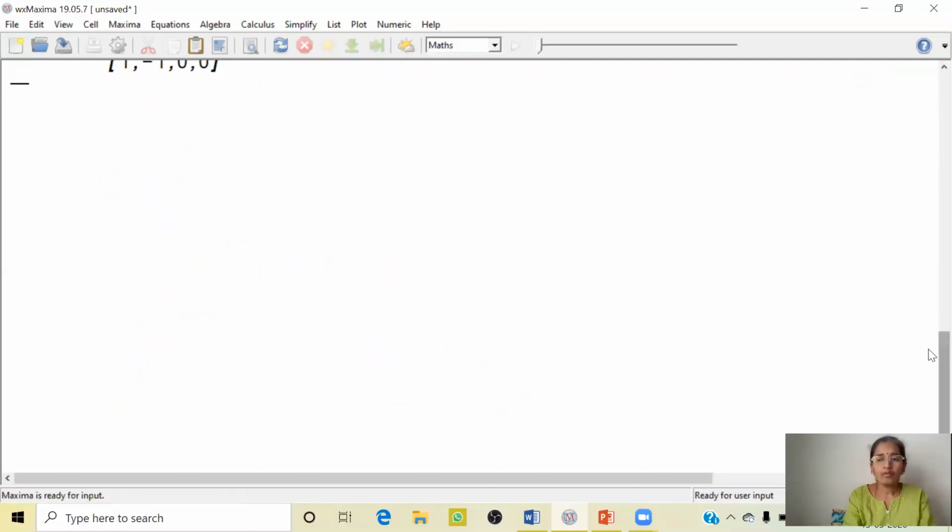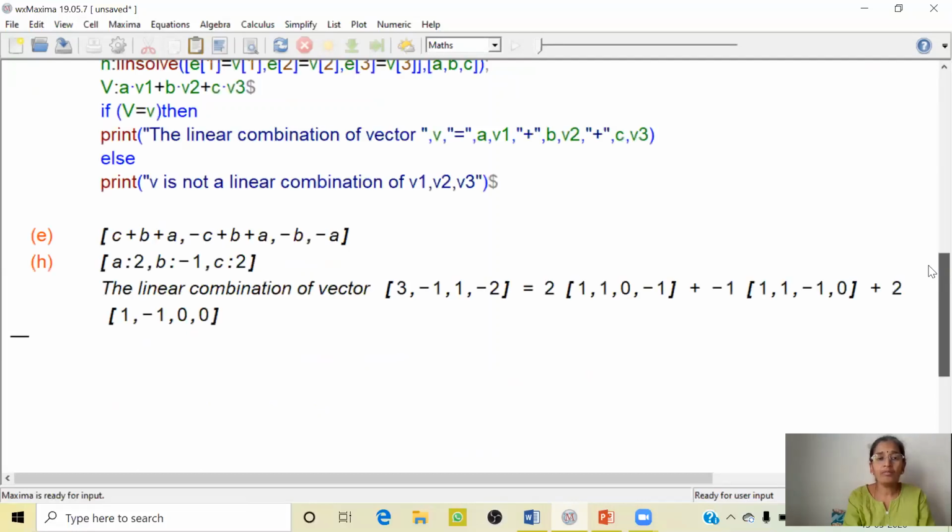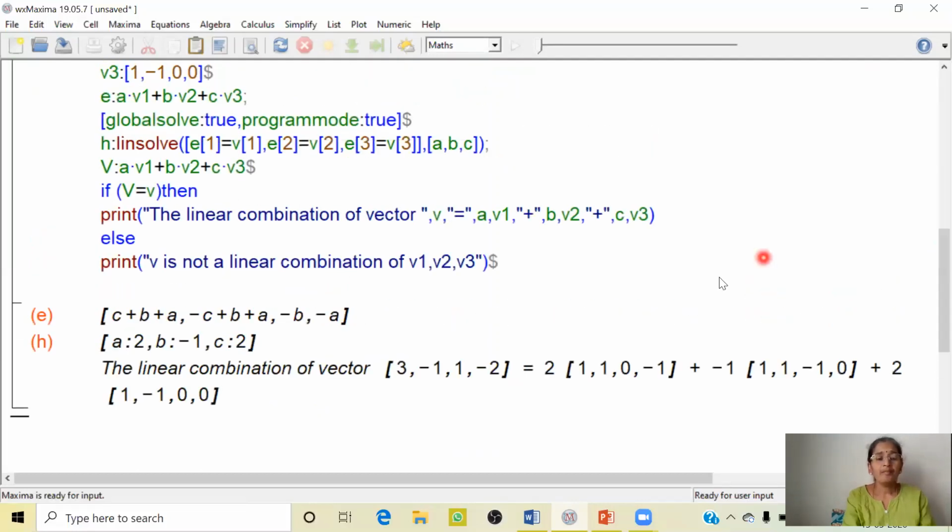So you're going to get the output, that is the values of A, B, C. So it is given to be 2, -1, 2, and the linear combination of the vector in terms of the vectors V1, V2, V3. Hence the linear combination exists and hence this will be the required linear combination of the vector.